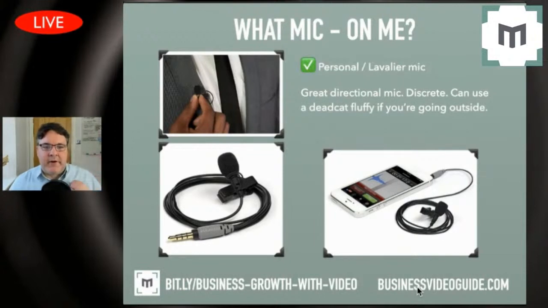They're discreet, they're very directional, and if you're outside, what you would put on it is a little fluffy thing, which is known as either, funnily enough, a fluffy, or, it's a lovely name, a dead cat, but basically it's a wind gag. It cuts out the wind noise.